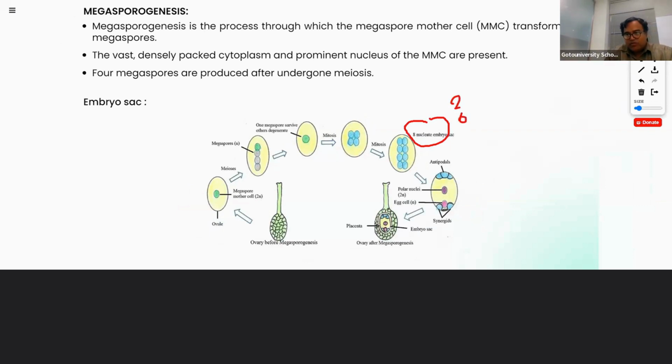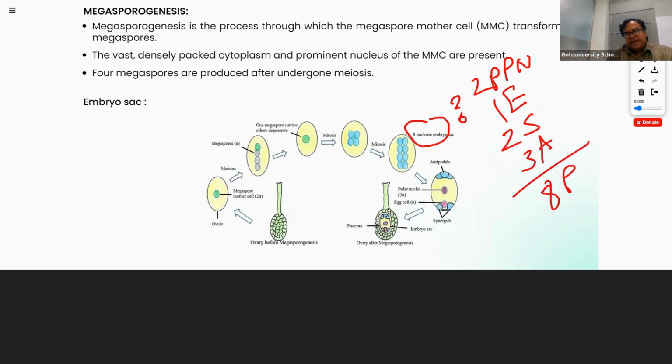In the CBSE board exam, how does the eight-nucleate embryo sac come? How is it possible? Two primary polar nuclei, one egg, two synergids, then three antipodals. So totally eight nuclei are there. Can you detail the eight-nucleated embryo sac? We need to say two primary polar nuclei, one egg nucleus, two synergid nuclei, three antipodal nuclei. So, the eight-nuclear embryo sac.